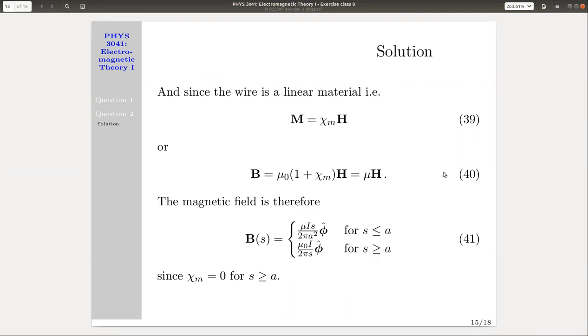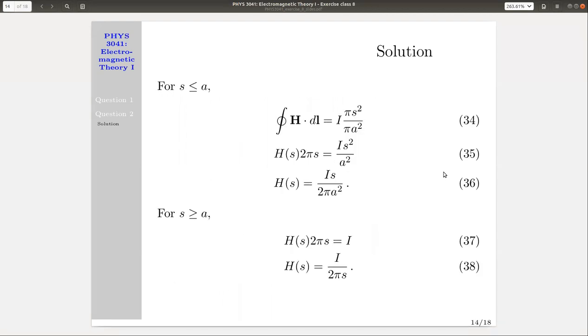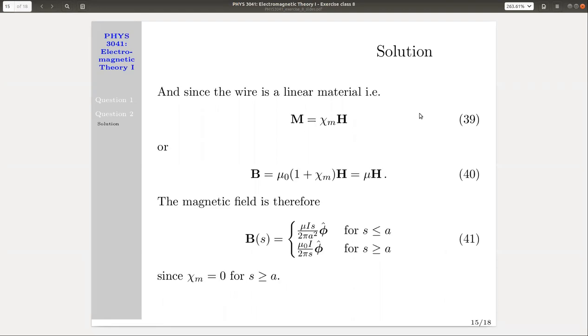So, we have not yet finished, because you were asked to solve for the magnetic field. But here we just have the H field. If we know the property of the material, then we can only obtain the H field. But in the question, we are told that the wire is a linear material, which means the magnetization is proportional to the H field.